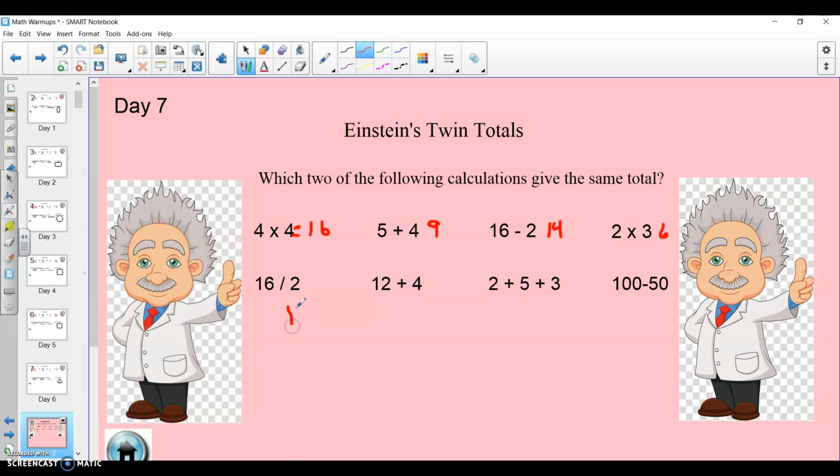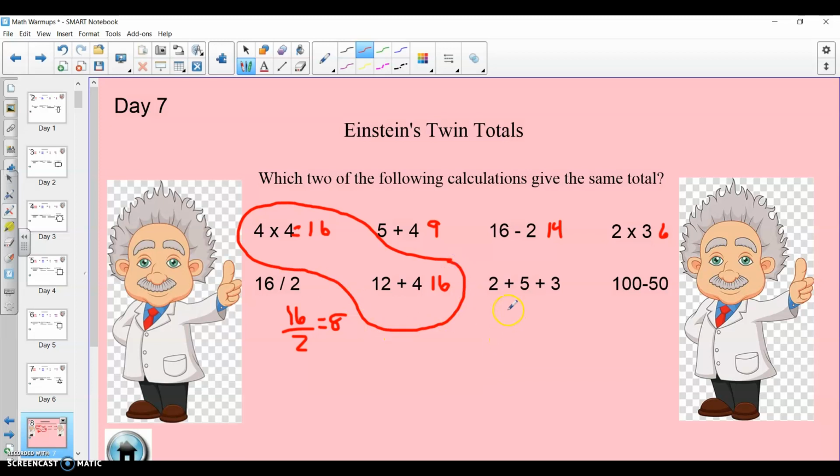Another way to look at it is 16 over 2. So 2 times what equals 16? 8. Still no matches. 12 plus 4. 16. Do we have a match? Yes. 4 times 4 and 12 plus 4.